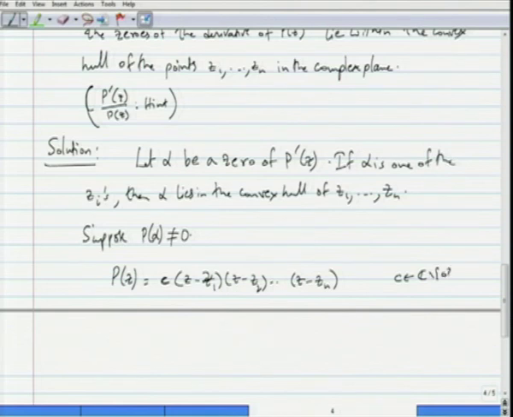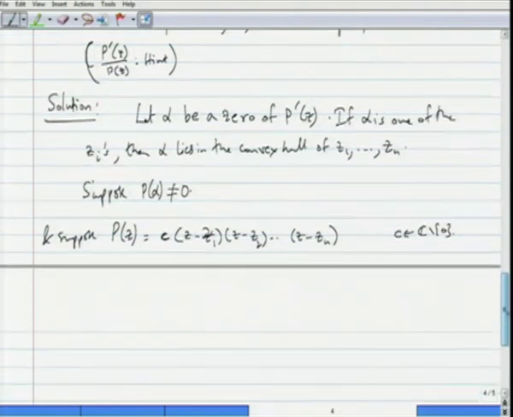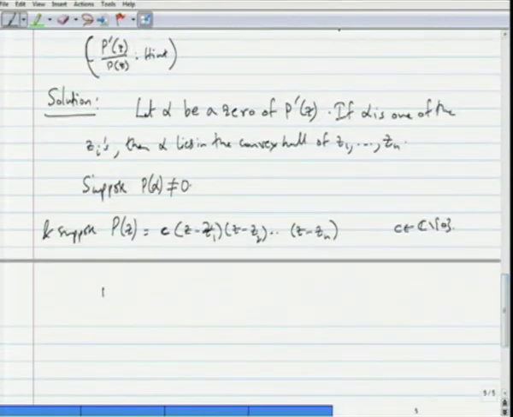Okay. So, c belongs to C minus 0. Suppose p of z is like that, then p prime of z is easy to calculate. Each time you take the derivative of one factor, which is 1, and use the product rule. So, I can directly divide by p of z to get p prime of z by p of z is equal to 1 by z minus z1.